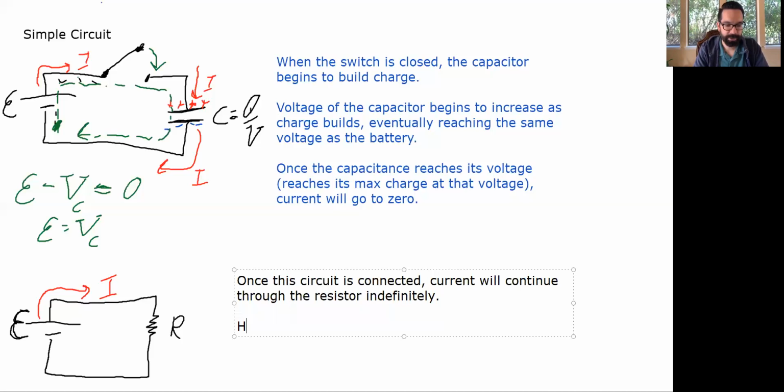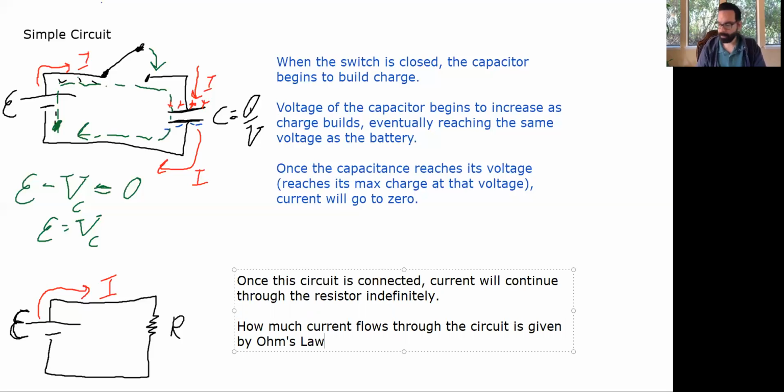And how much current flows through the circuit is given by Ohm's law. Okay, so if you solve for current using Ohm's law, I equals voltage over R. That's just using Ohm's law, right? V equals IR, and I just solved for I there. If you're getting confused with the symbols, I understand that. The voltage I'm talking about is the voltage from the battery, so the EMF from the battery.